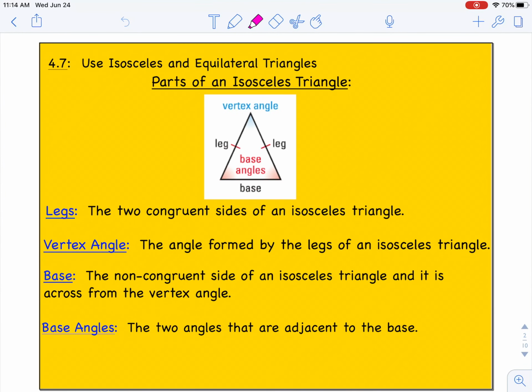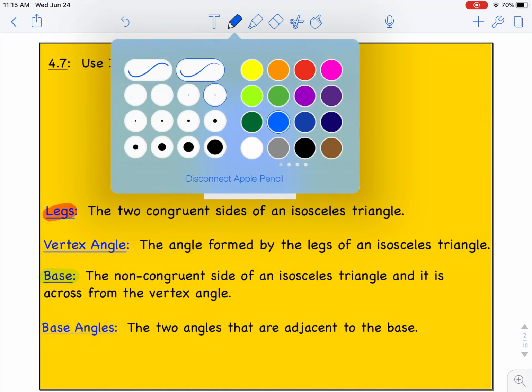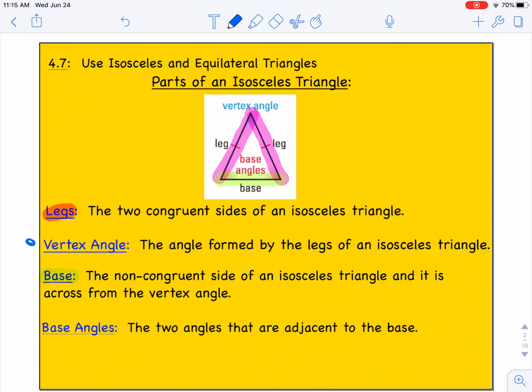So here are some of the parts. This is sort of the anatomy of an isosceles triangle. The legs of an isosceles triangle are the two congruent sides. We call those the legs. And we call the base the non-congruent side right here. So the base is the non-congruent side of an isosceles triangle, and it's always across from what we call the vertex angle.